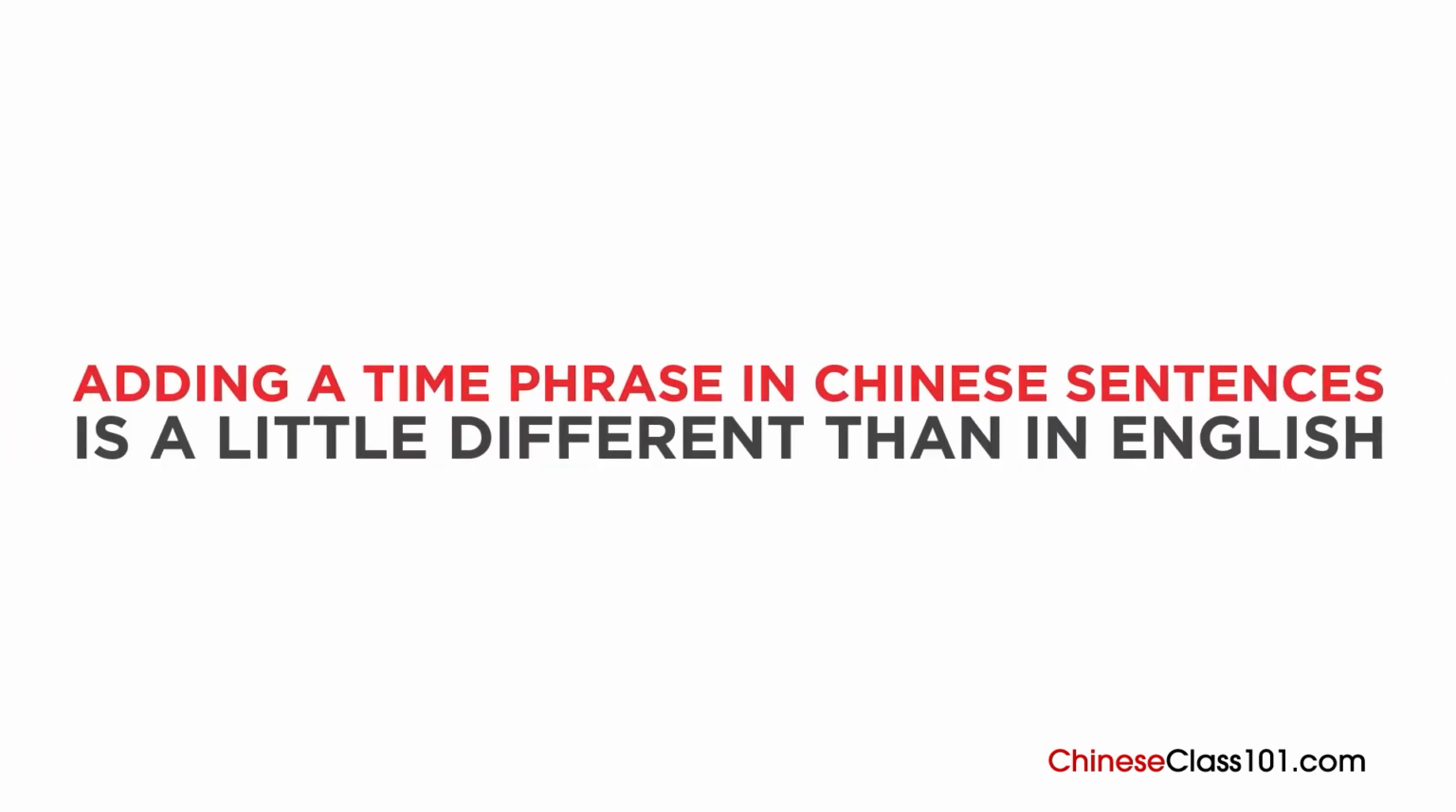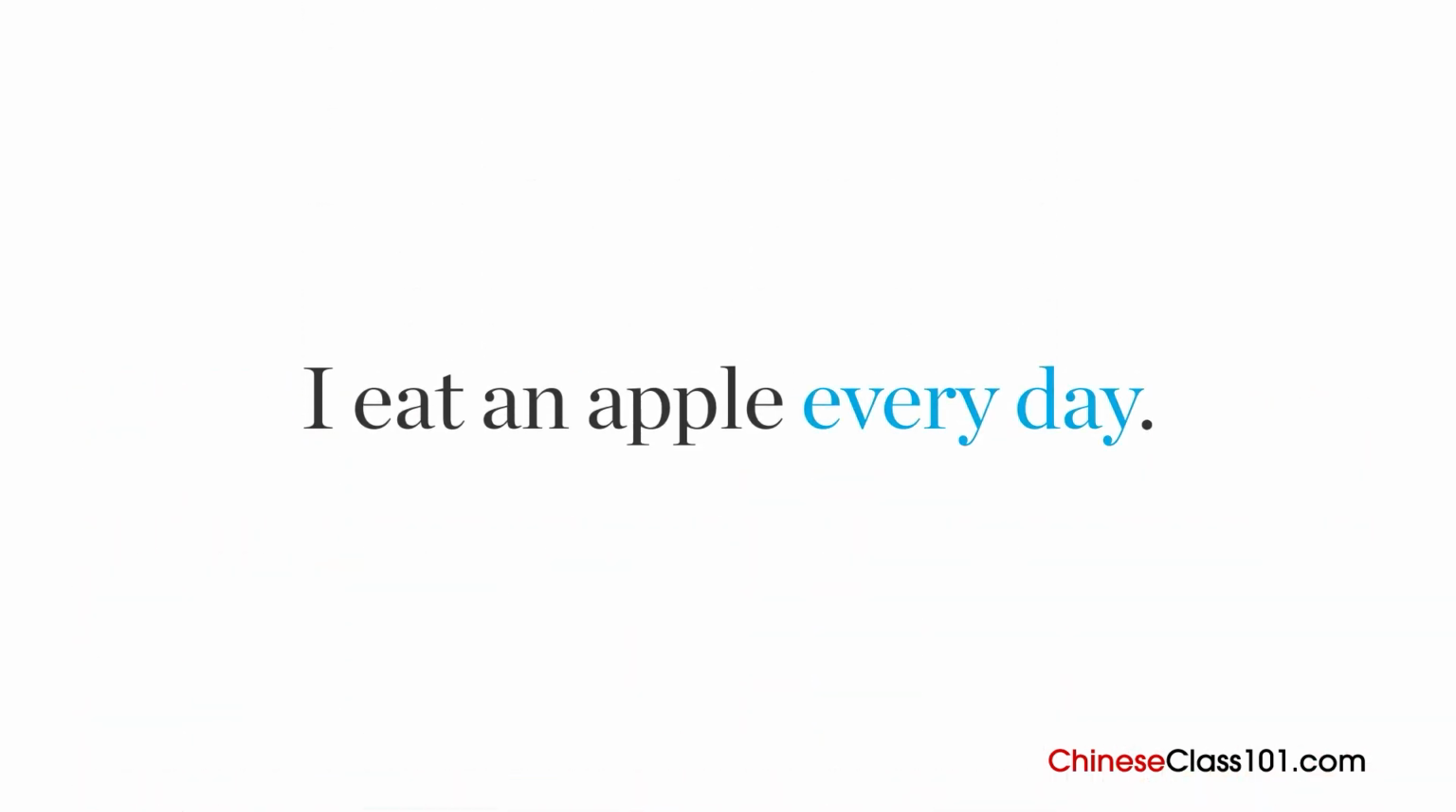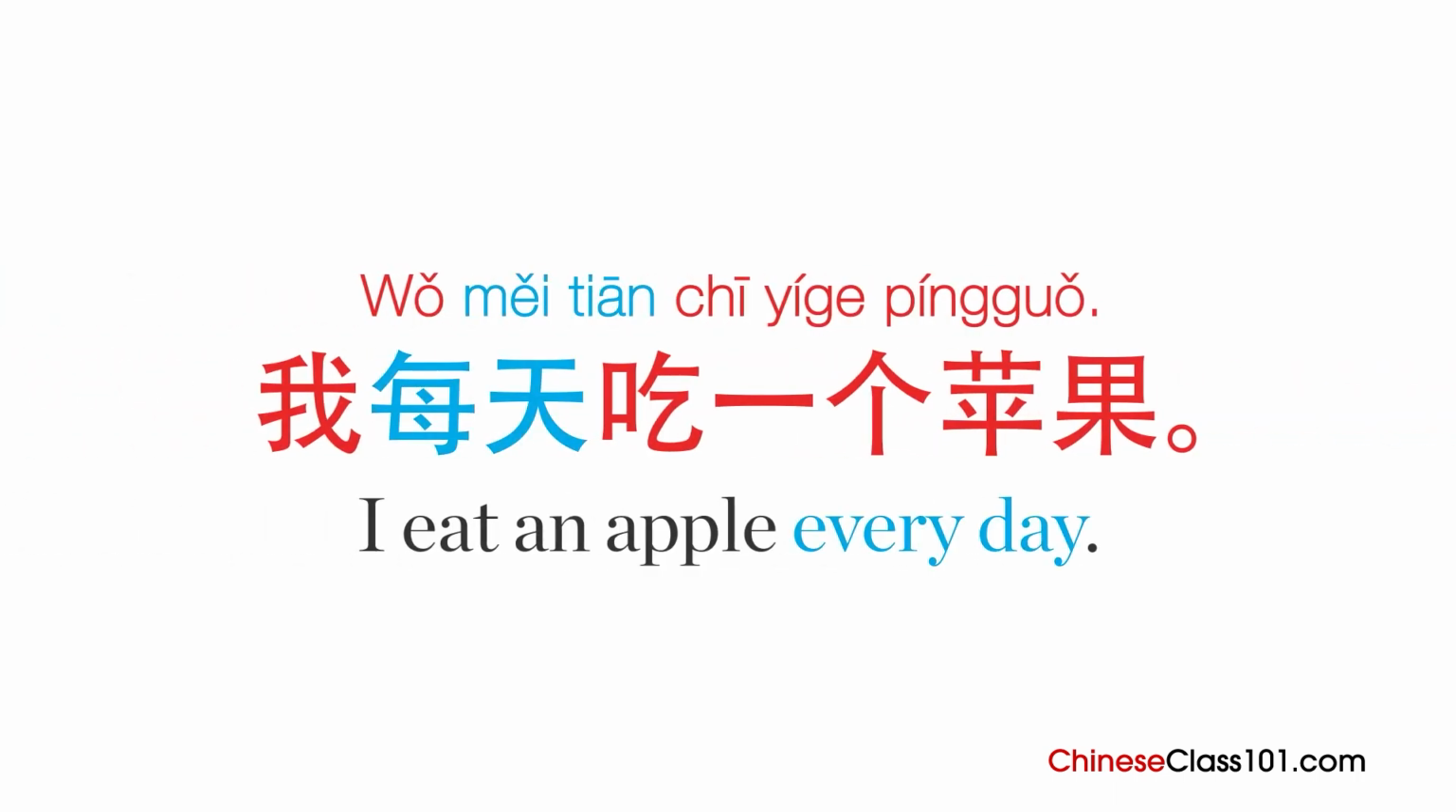Adding a time phrase in Chinese sentences is a little different than in English. In English, we put the when phrase in the last part of the sentence. For example, I eat an apple every day. In Chinese, we put the time phrase after the subject. So we need to put every day after I. So we have 我, I, 每天, every day, 吃, eat, 一个苹果, an apple. Subject plus time phrase plus verb plus object.